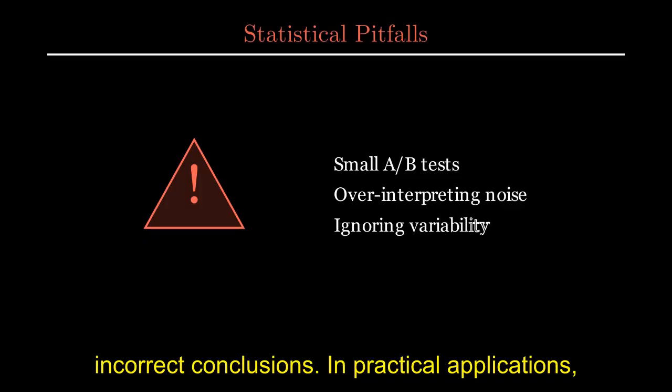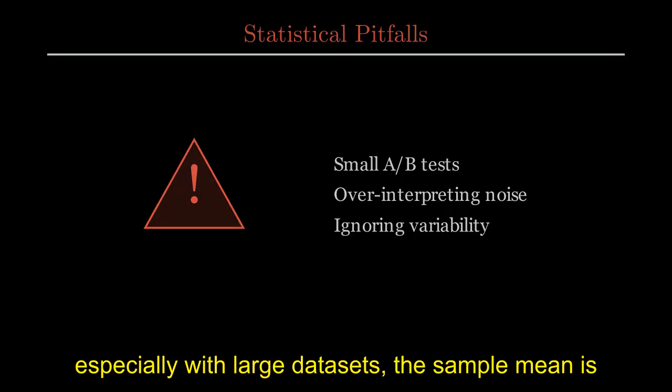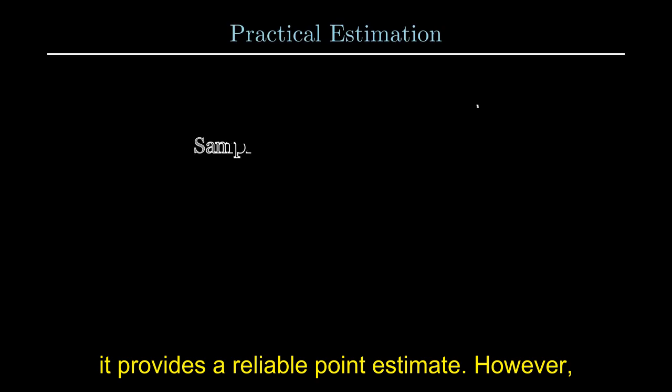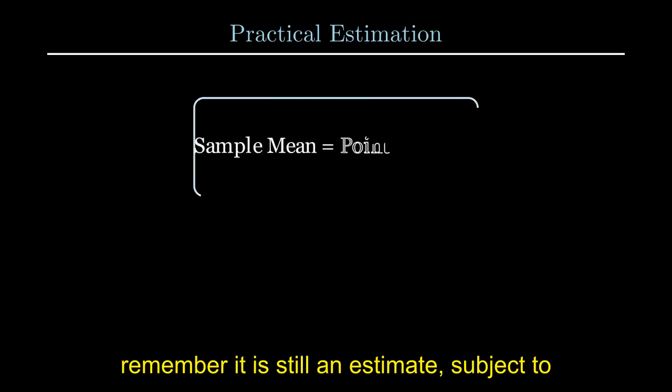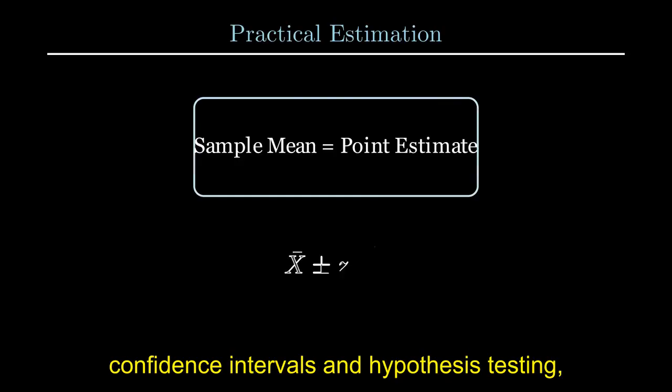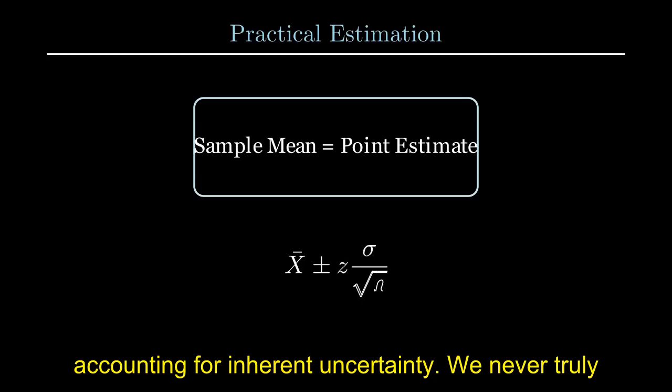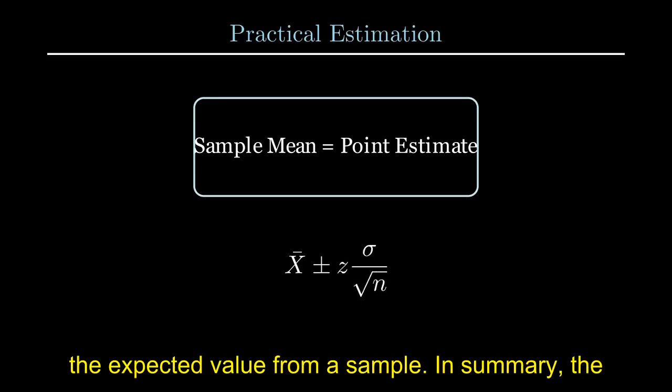In practical applications, especially with large datasets, the sample mean is often used as a proxy of the expected value. When n is large, it provides a reliable point estimate. However, remember it is still an estimate, subject to confidence intervals and hypothesis testing, accounting for inherent uncertainty. We never truly know the expected value from a sample.